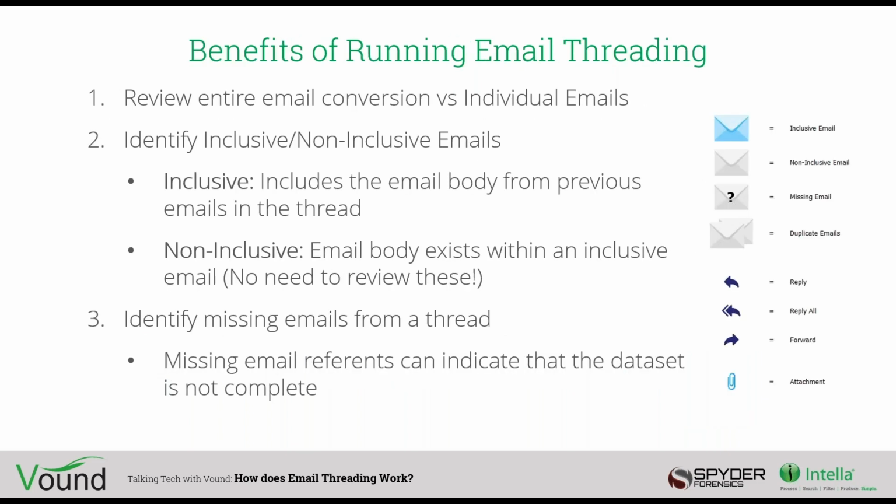So the benefits of running email threading, and for all my cases that I use Intella for, I always perform email threading. So my first benefit would be you can review the entire email conversation at once rather than reviewing the individual emails. Without running email threading, yes, you could do a linear review of all the emails in the case, but this is going to take time and you're going to have to manually figure out, okay, what emails are part of this conversation. So by running email threading, we can review a whole email conversation at one time.